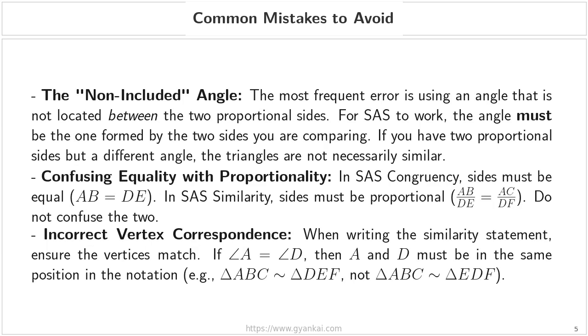Finally, pay close attention to your vertex correspondence. When you write your final similarity statement, the order of the letters matters immensely. If you have established that angle A is equal to angle D, then when you write the symbol for similarity, vertex A and vertex D must occupy the same position in the notation. For example, you should write delta ABC is similar to delta DEF, rather than writing delta ABC is similar to delta DFE.